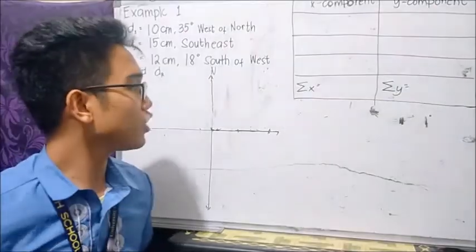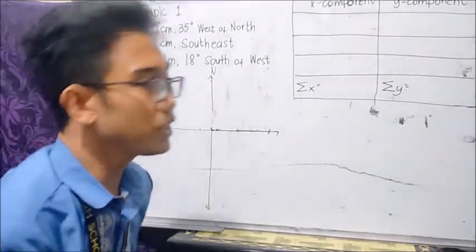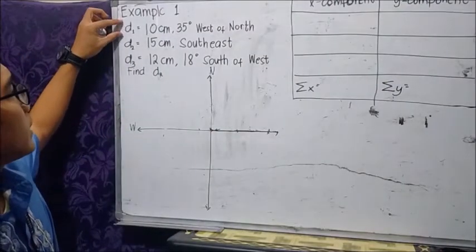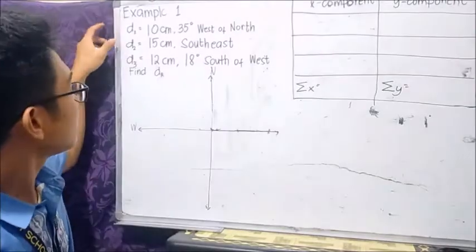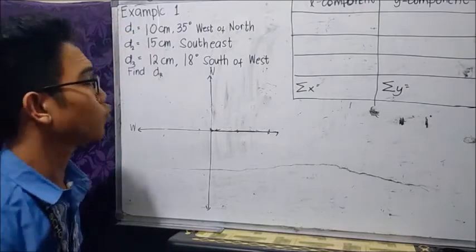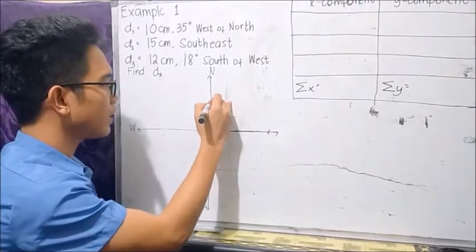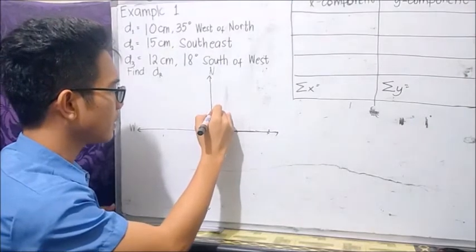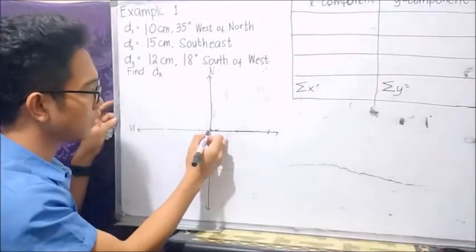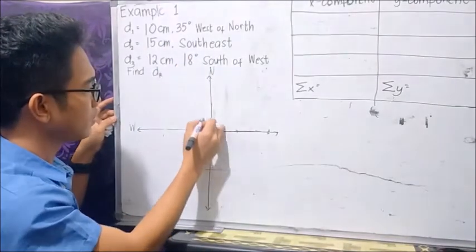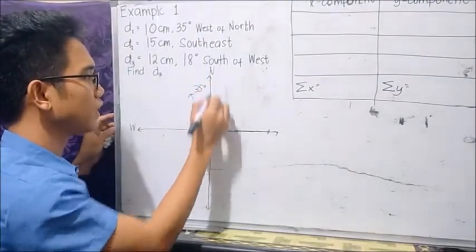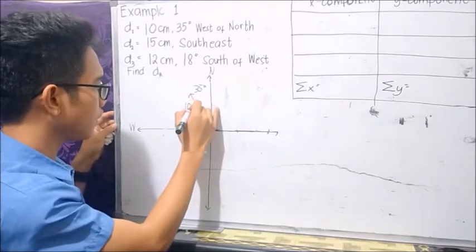Okay, now let us apply the component method in adding vectors. But first, we are going to try it on one vector. Consider our displacement, our vector here. So this is a displacement: 10 centimeters, 35 degrees west of north. If we are going to draw that in our Cartesian plane, it says that it is 35 degrees west of north, and the magnitude is 10 centimeters. So our vector is in this part, and this angle is equal to 35 degrees.